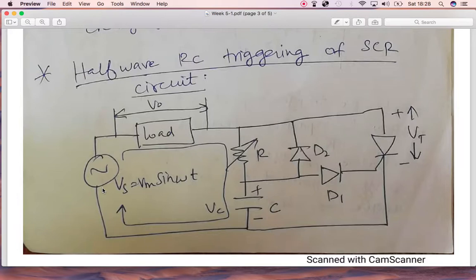If we have a negative half cycle, this will be positive with reference to this, which will be negative, and the current will flow from here to here and to here. It will be positive over here, negative over here, and the current will not go over here because there is too much resistance, and it will not go over there because there is a reverse biased SCR over here.